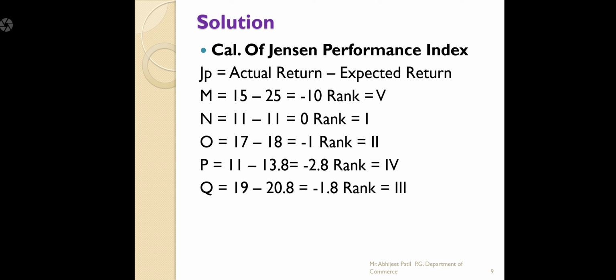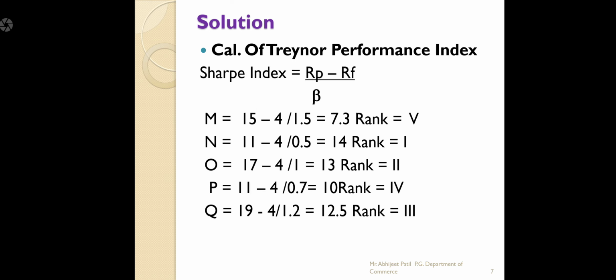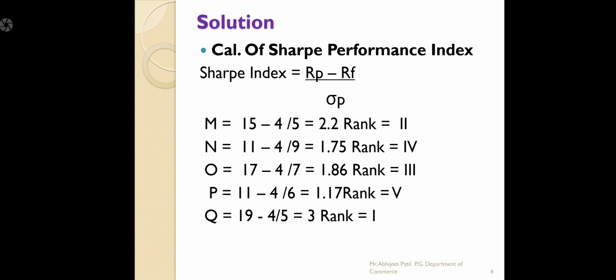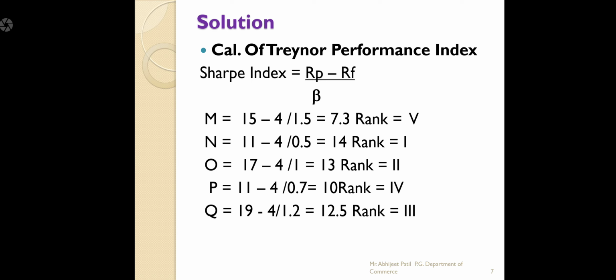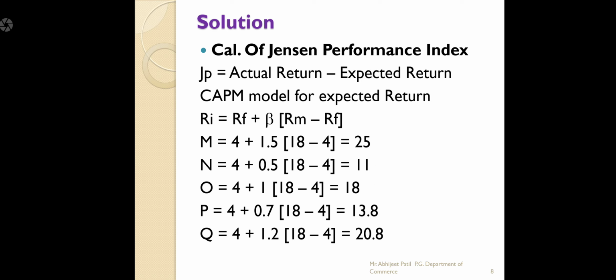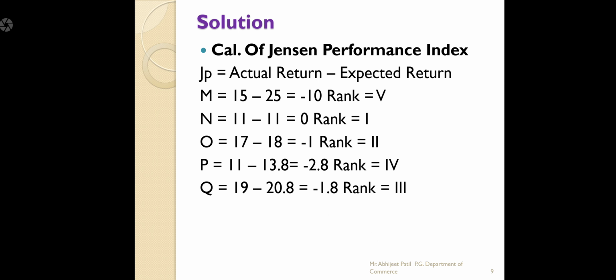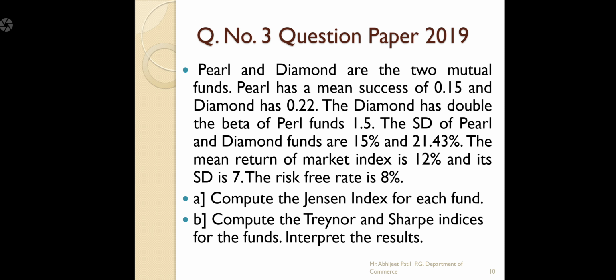So in these problems there are three methods: Sharpe, which is return to variability; Treynor's, which is return to volatility; and Jensen's performance index, which is the fund's ability relative to the market based on actual return minus expected returns. We should find that. Then let's go to question number 3.